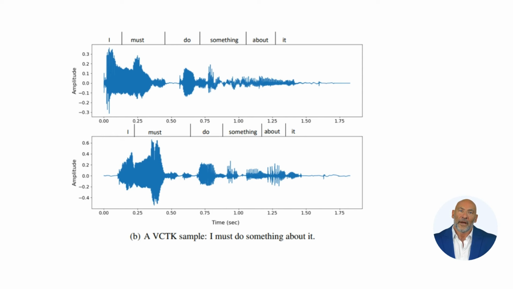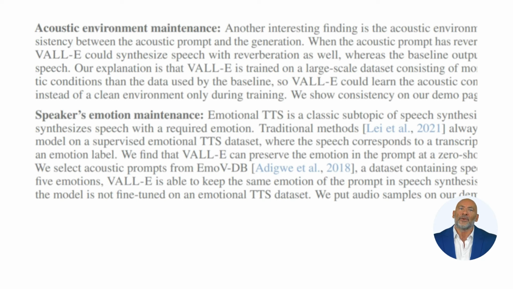Vall-e is also found to maintain acoustic environment consistency between the acoustic prompt and the generated output. If the acoustic prompt has reverberation, Vall-e can synthesize speech with the same feature, while baseline systems would output clean speech. This is attributed to Vall-e being trained on a large-scale dataset consisting of a variety of acoustic conditions. Interestingly, Vall-e can also preserve the speaker's emotion in the prompt, even without fine-tuning on an emotional TTS dataset.